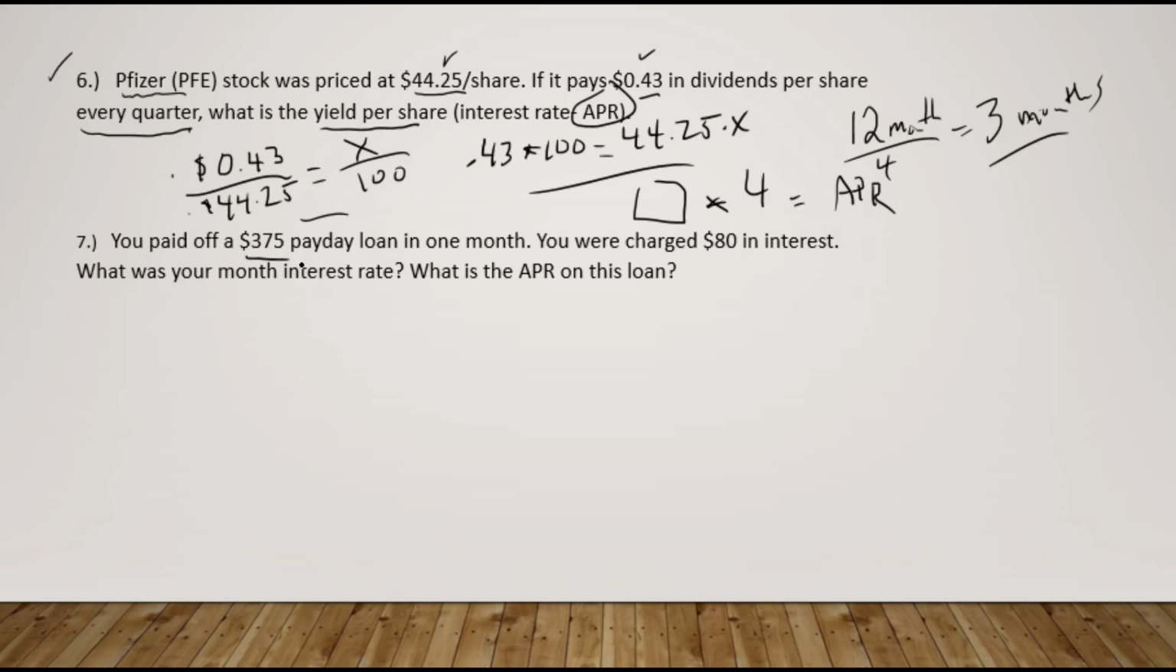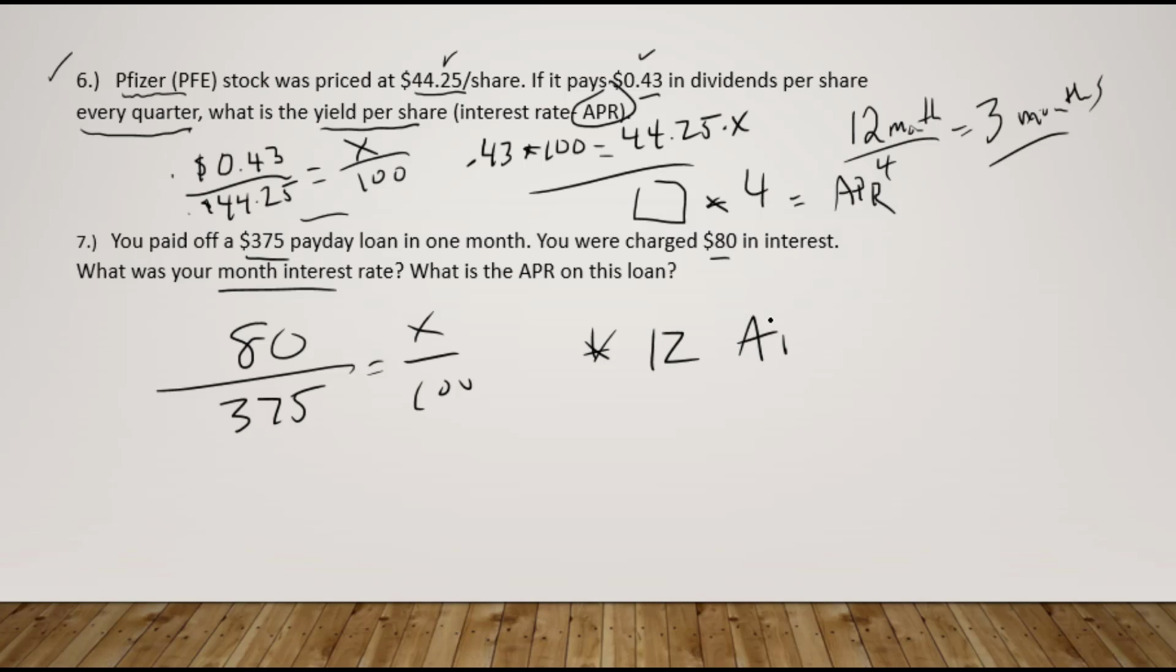So there's your payday loan. Charged 80 in interest. What was your monthly interest rate? Interest divided by balance. And that's going to give you your monthly rate, right? And from there, if you multiply it by 12, you'll get your annual percentage rate, and it's going to be way over 100%.